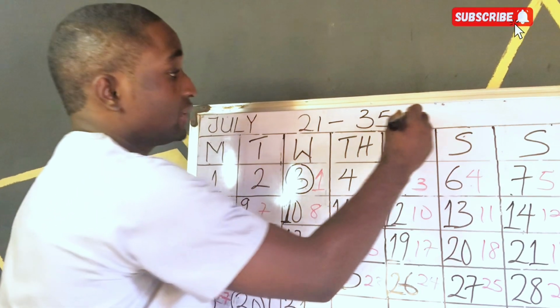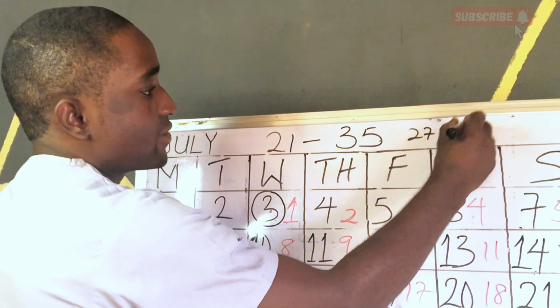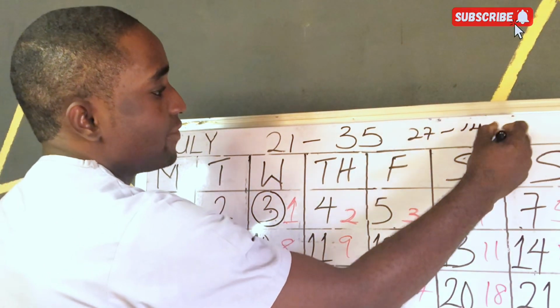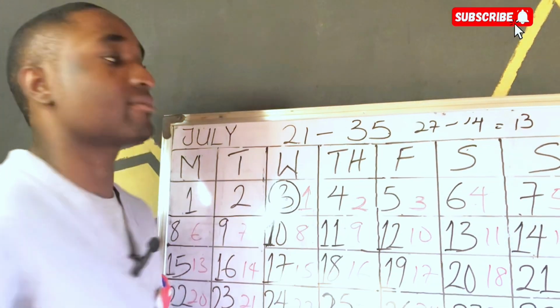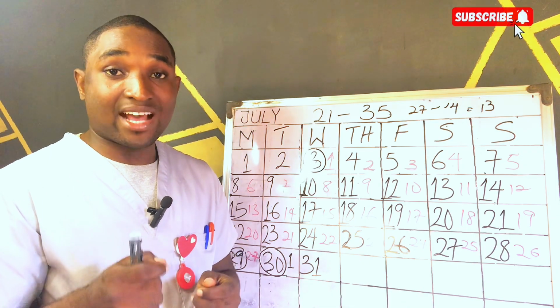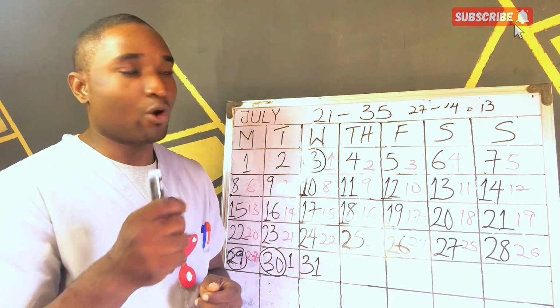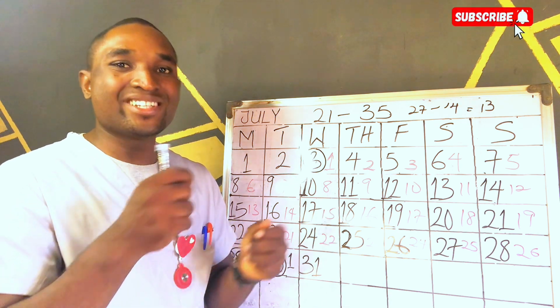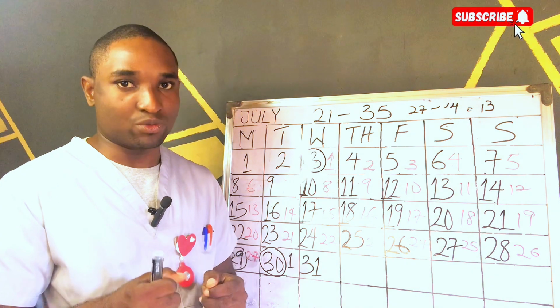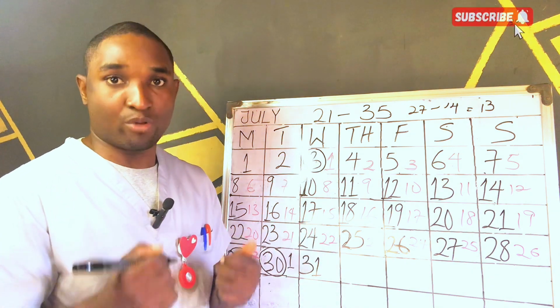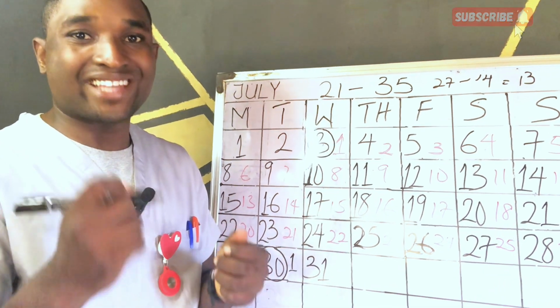So 27 minus 14, that will give us 13. Am I right? So this means that a woman with 27 days cycle will usually ovulate on day 13, which is 14 days before her next cycle. Going with the example we have on the board, which is 14 days before 30th of July.